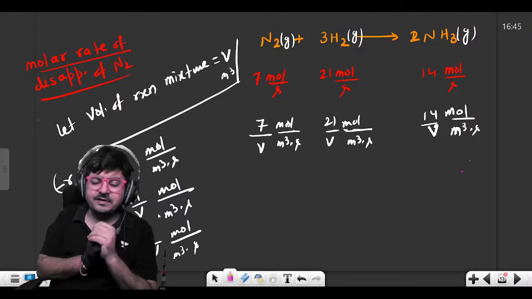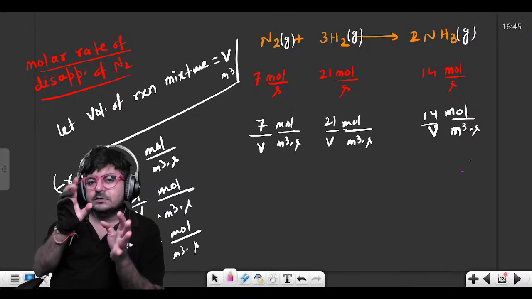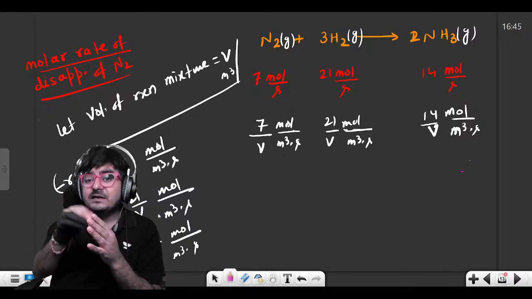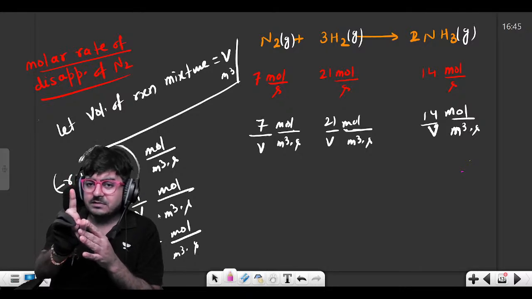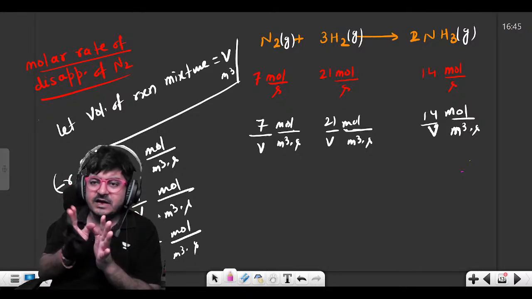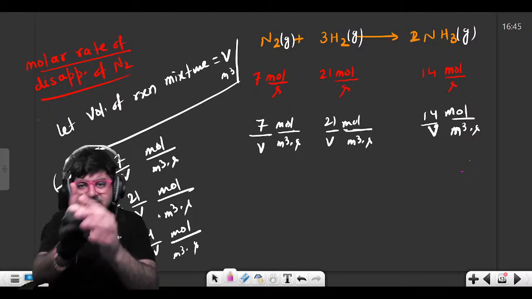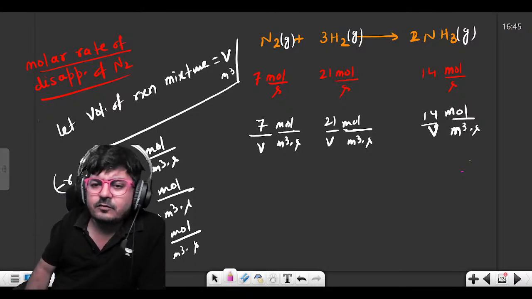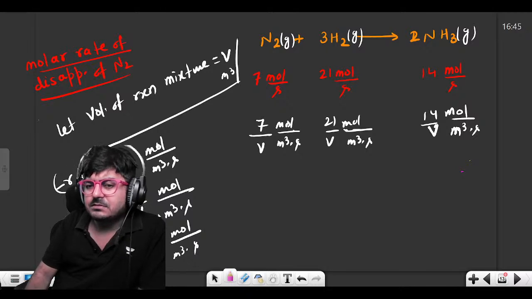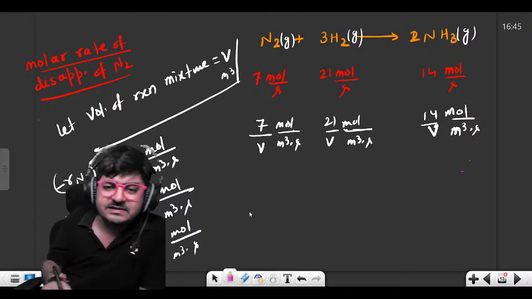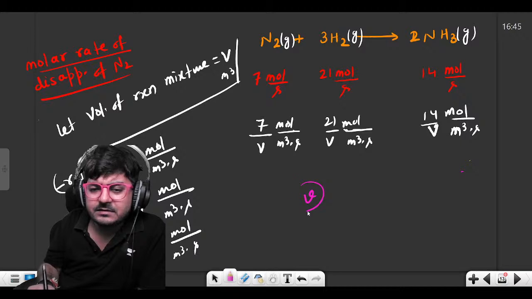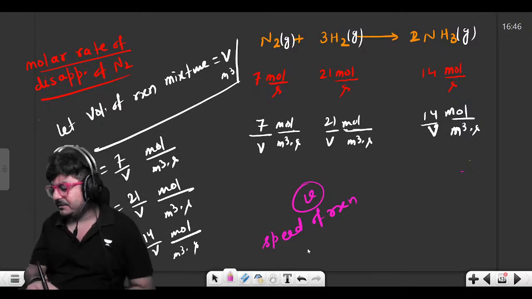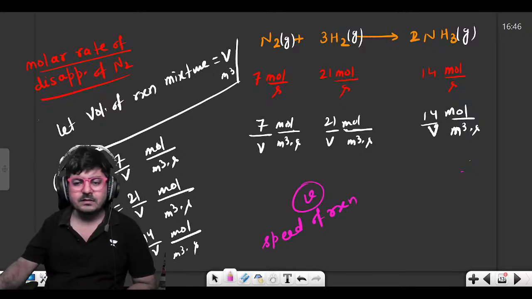Now let's come to the reaction. All these components are participating in the same reaction, in one reaction. Nitrogen, hydrogen, ammonia, these are part of this one reaction only. So if I ask, what is the speed of the reaction? Whatever it is, let's say the speed of reaction is v. Suppose the speed of reaction is v. So what will happen then?